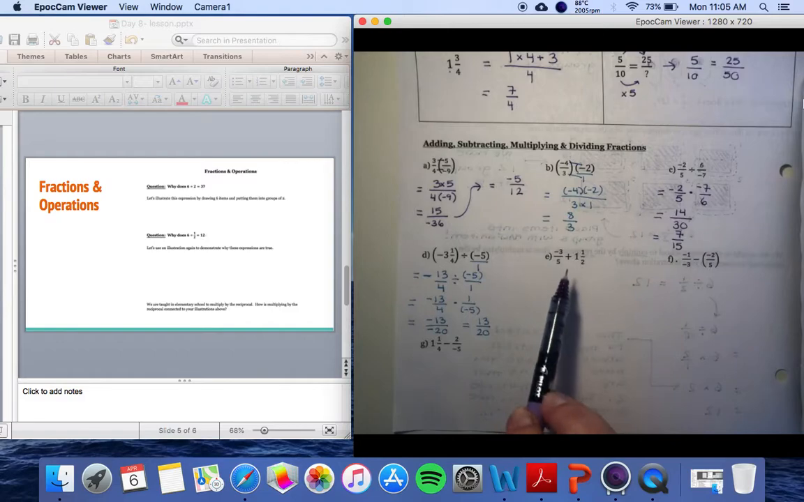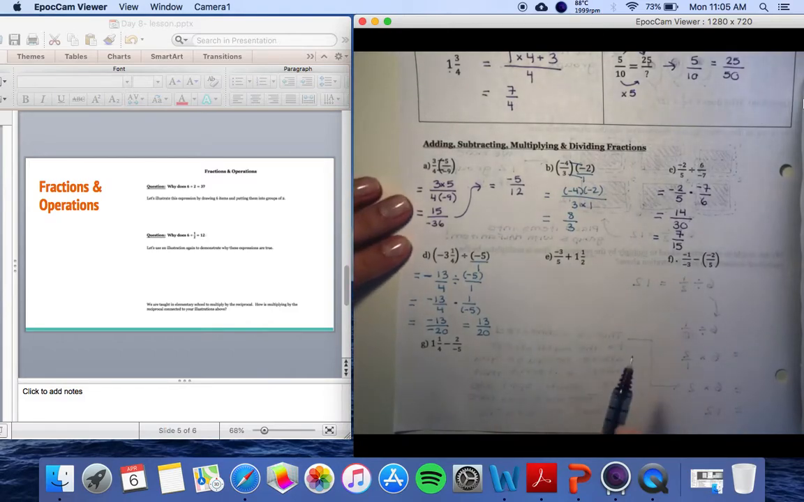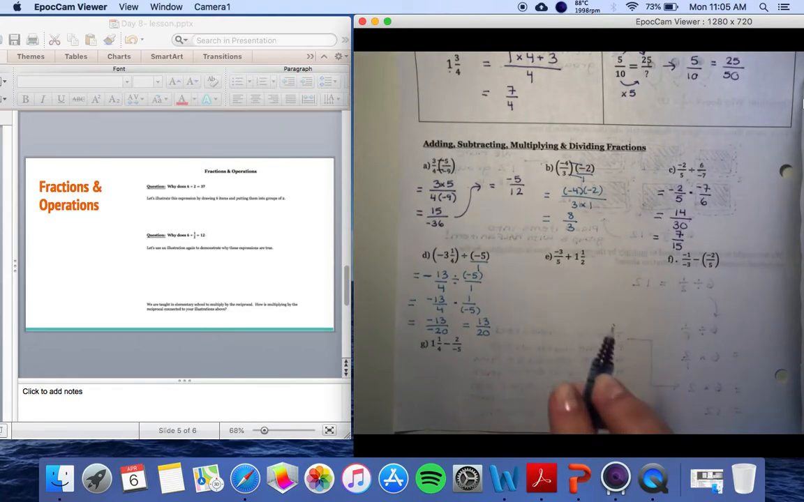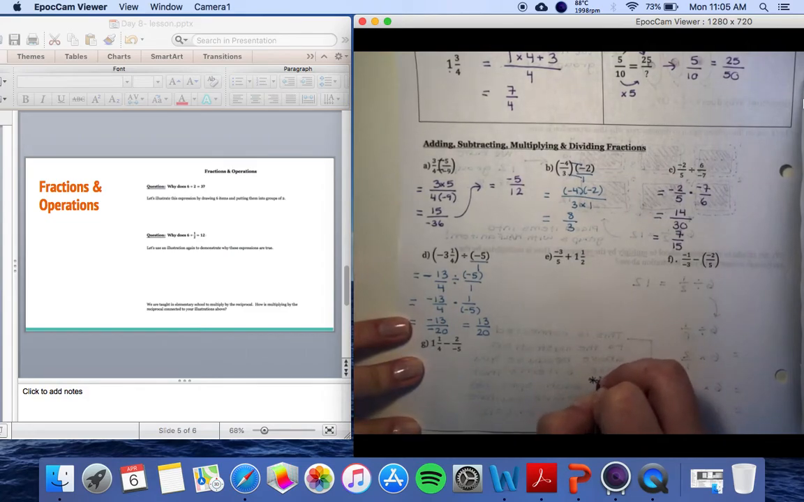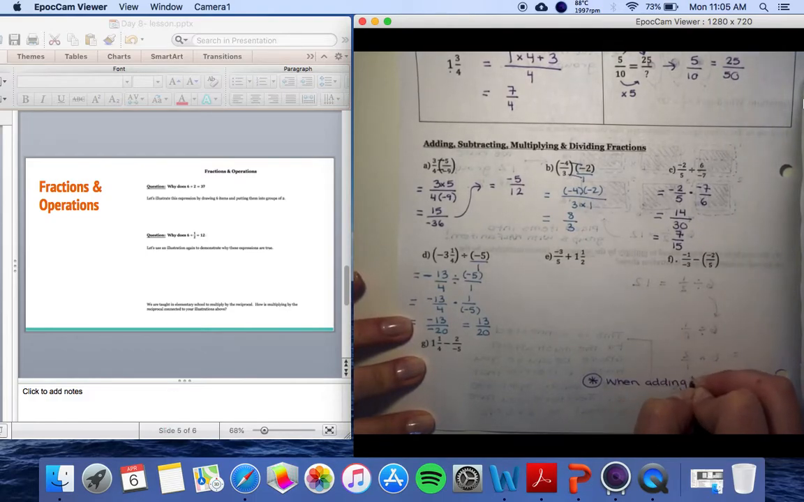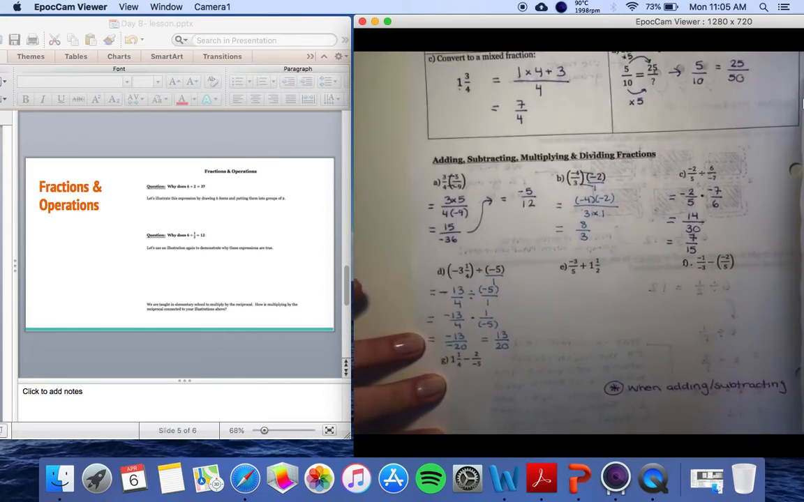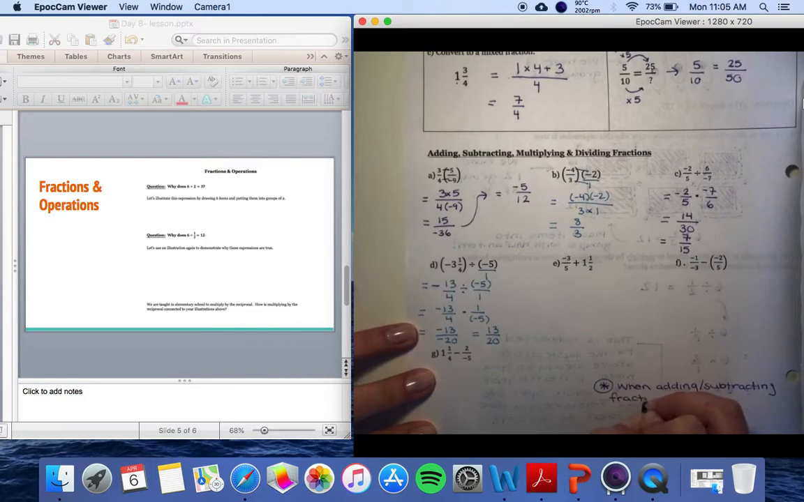For the next example, again, we are dealing with a mixed fraction. And this time we are also adding. So when we are adding or subtracting fractions, please remember to include a common denominator. Okay, so let's just write a little note at the bottom. When adding/subtracting fractions, you must find a common denominator.